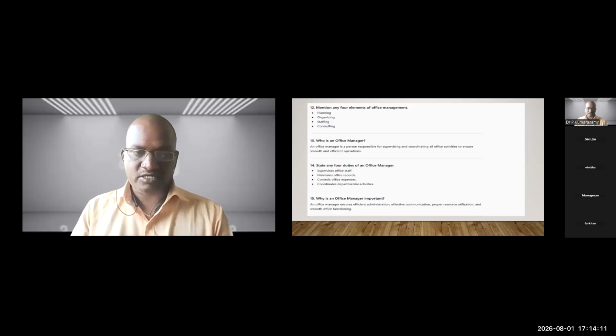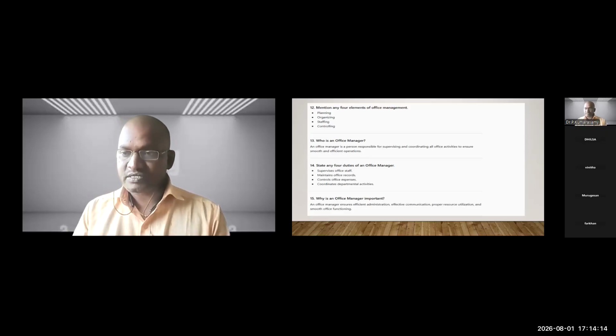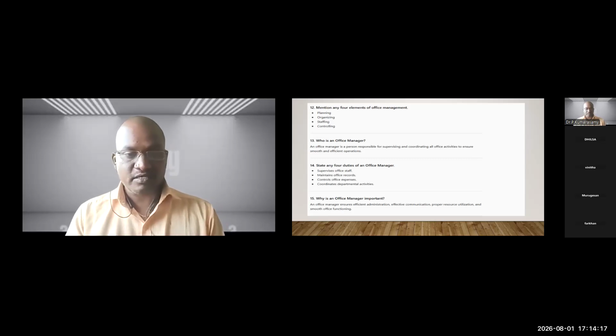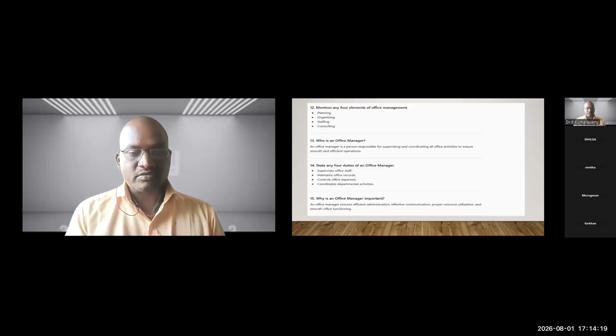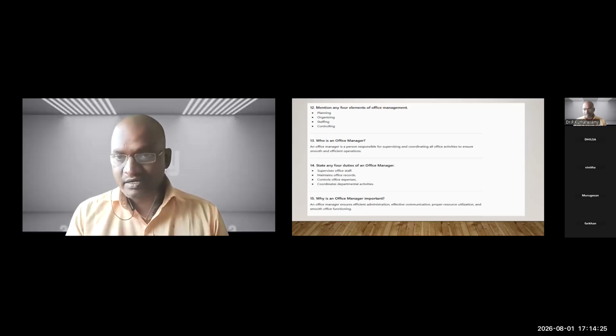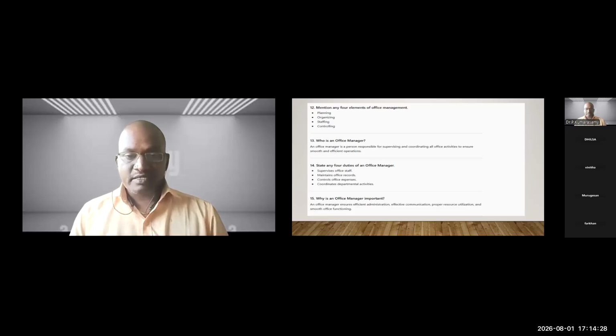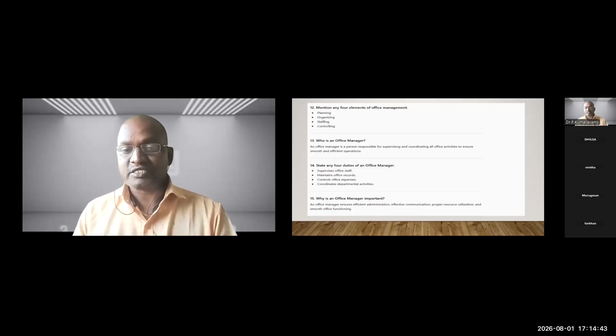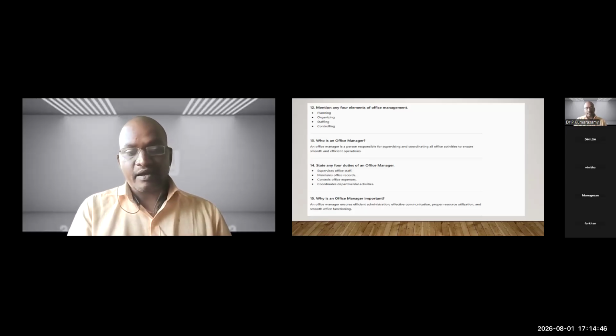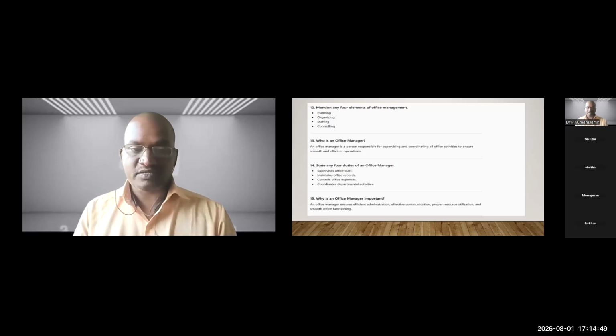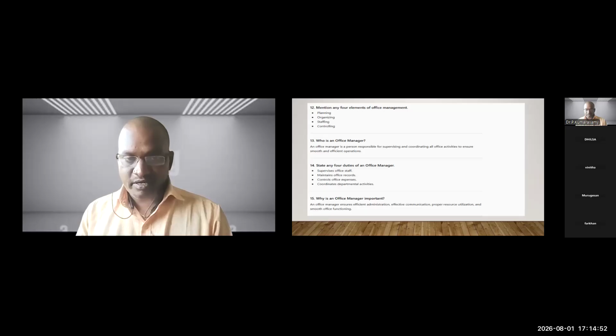Then control office expenses, office daily expenses, and office fixed expenses. Then coordinate departmental activities. There are many departments in the organization, and they are directed by the office. Here, the leader of the office should coordinate all the departments' activities: collecting data, storing data, and providing information to the departments based on their requirements. These are the duties of an office manager.